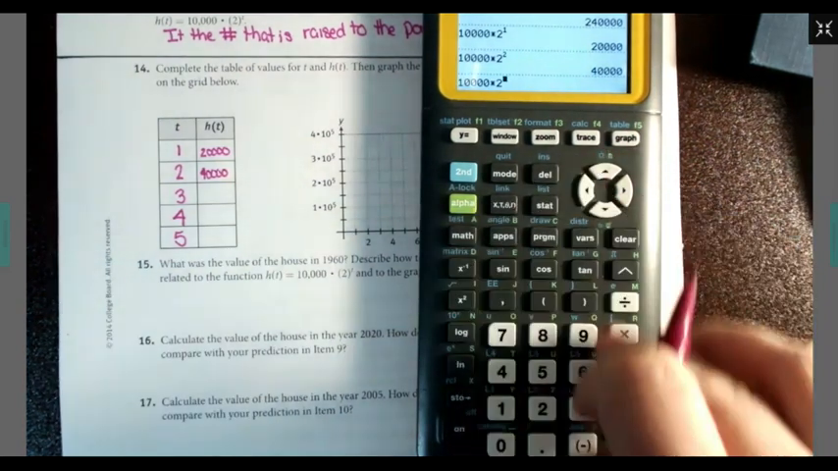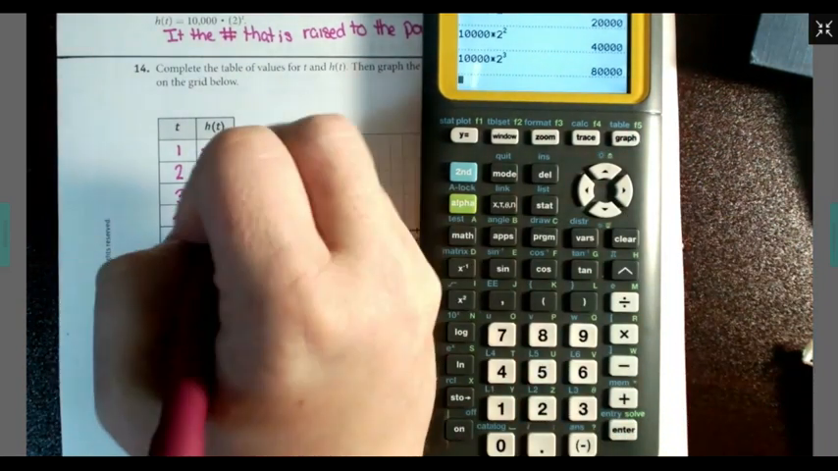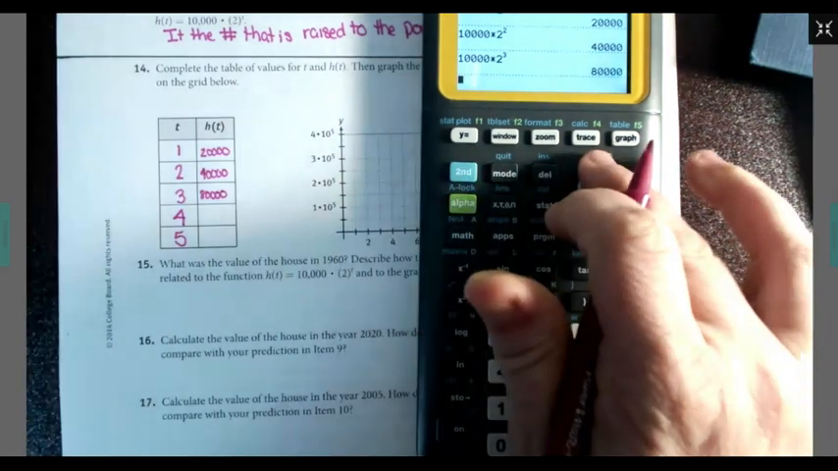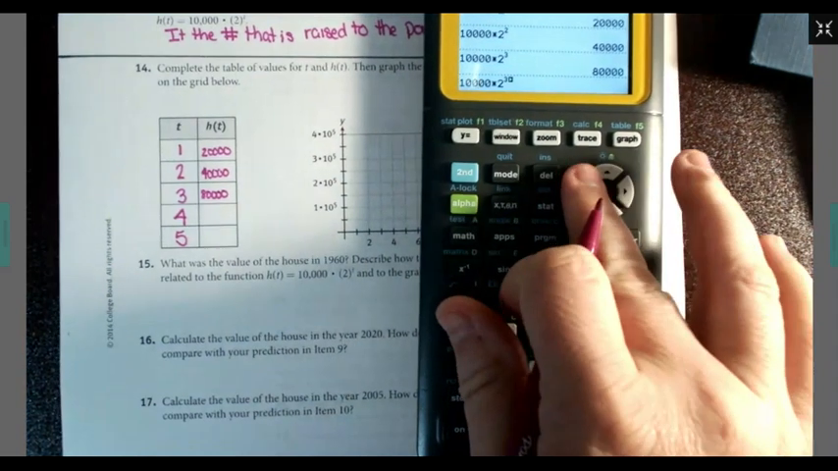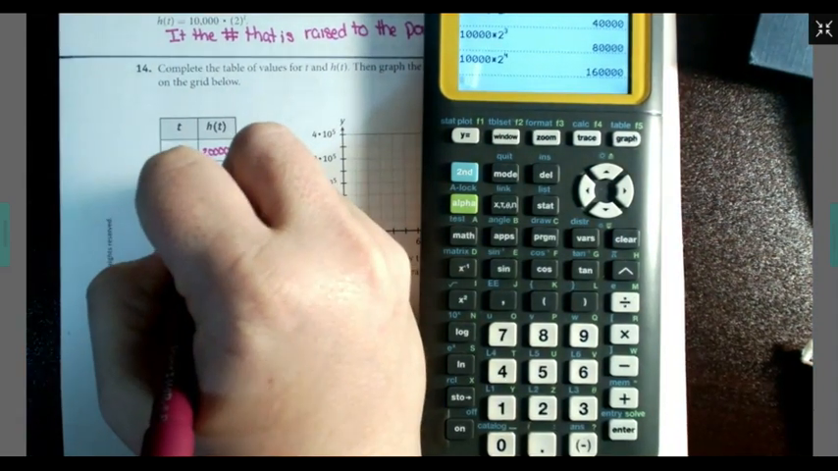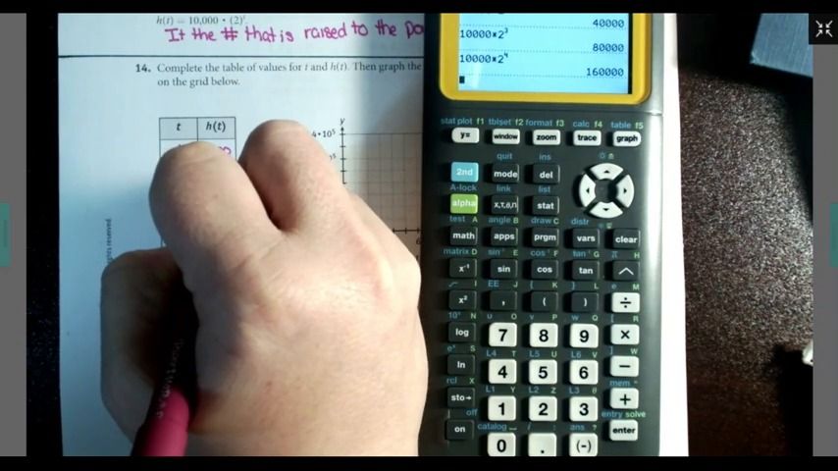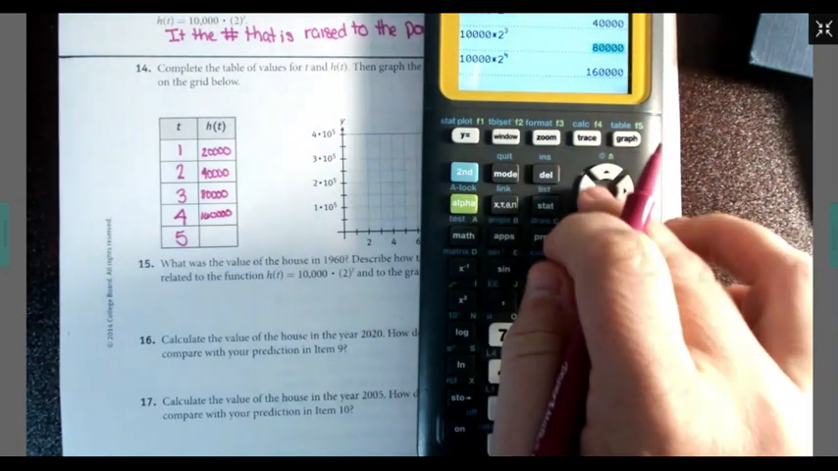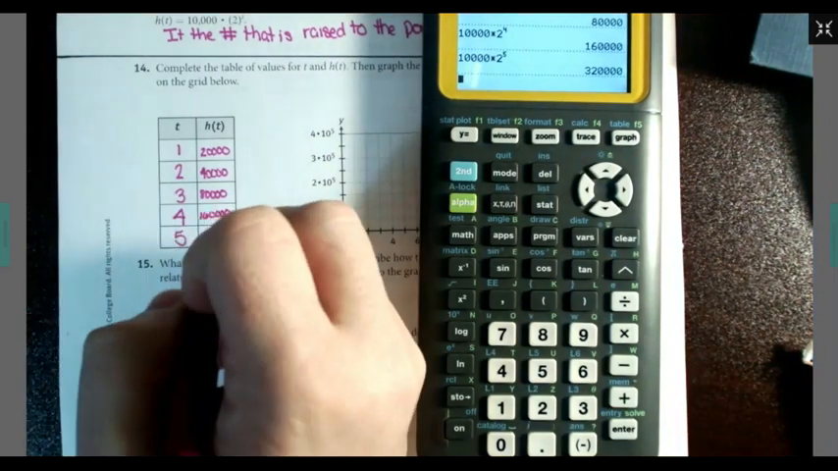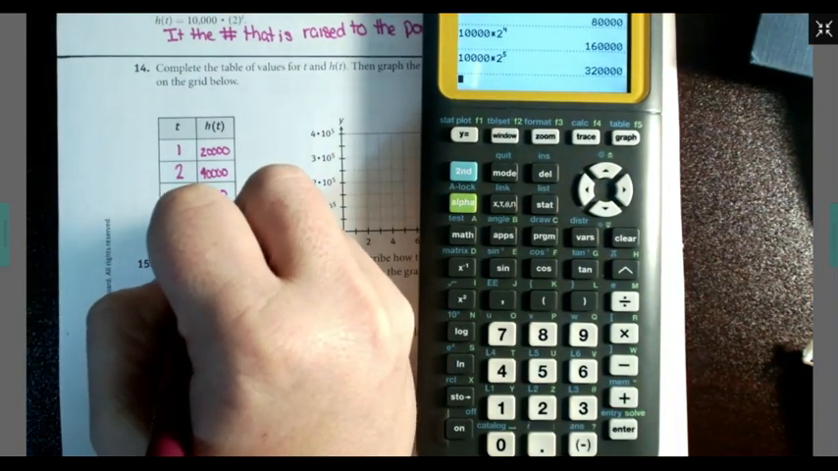Use the same equation, but this time we're going to plug in 3. That's 80,000. Plug in 4. We got 160,000. And one more time, this time I want to plug in 5. 320,000.